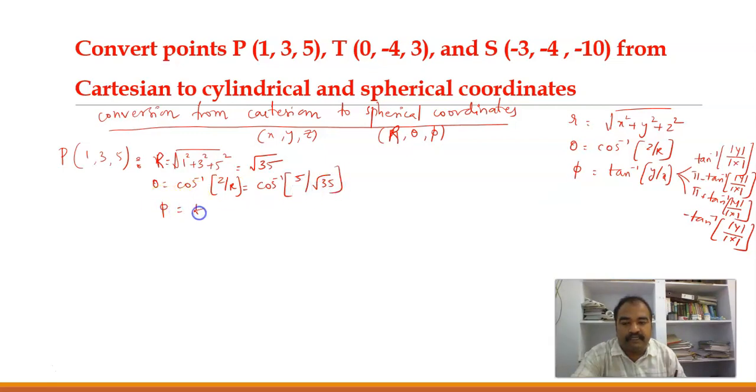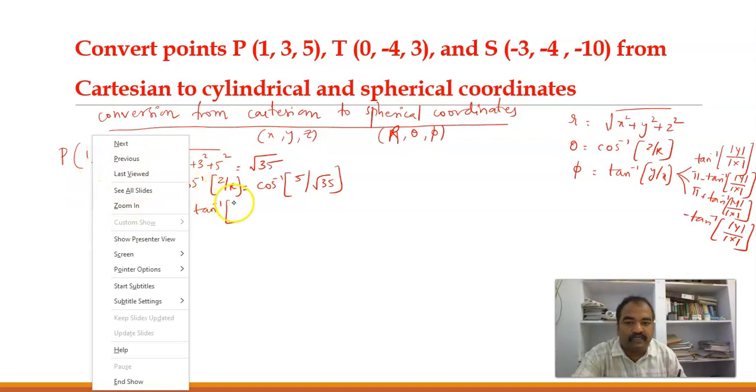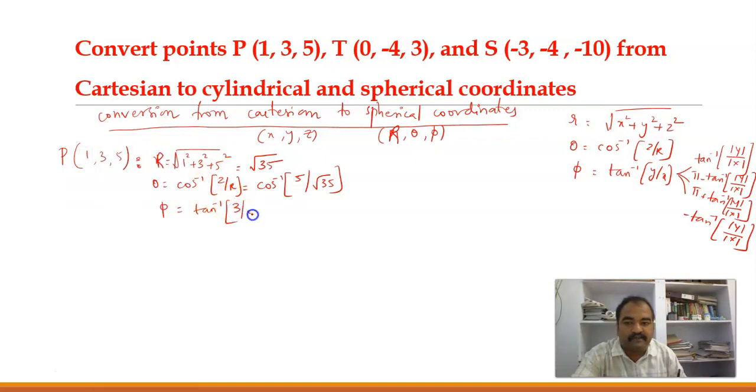Phi is tan inverse of 3 by 1. Both are positive, so first quadrant, I will directly write it as tan inverse of y by x. So it is tan inverse of 3. So what is the answer? Root 35, cos inverse of 5 by root 35, and tan inverse of 3. You are supposed to write the values of these two.